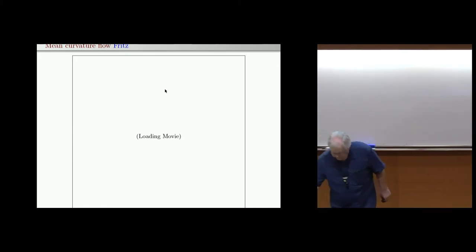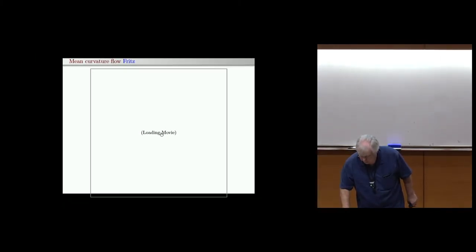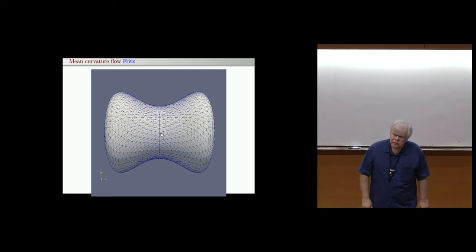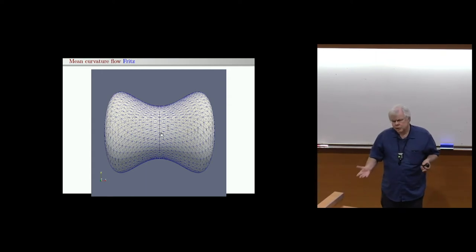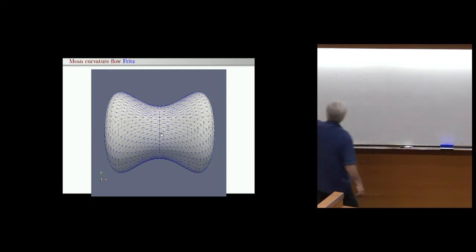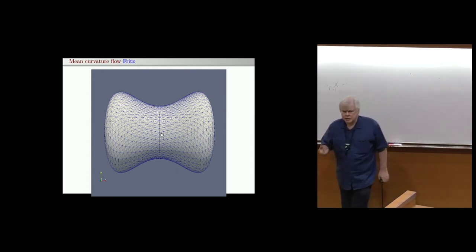If you allow triangles to move just in the normal direction, then you don't have any control of the shapes of triangles. And this is particularly bad, not just for approximating the surface, but also for solving PDEs on the surface. You like your triangles to have nice shapes. In particular, you wish to avoid having a very large angle. So you want to avoid angles which are close to pi.